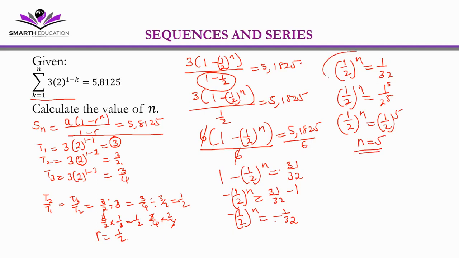Or at this stage here, we can change from exponential form to logarithmic form. This is the subject, this is the base, and then this is the number. So n is equal to log to the base 1 over 2 of the number 1 over 32. And then put this in the calculator, n is equal to 5.